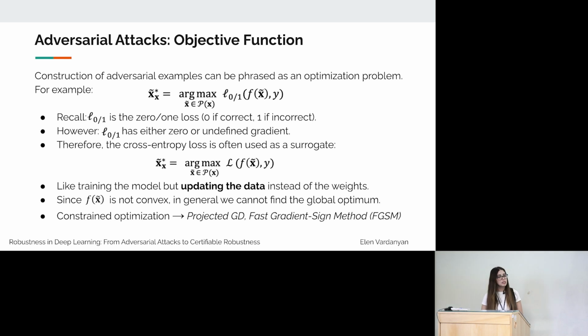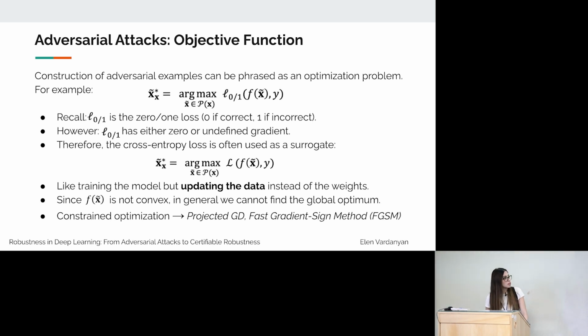This is similar to training a model, but instead of updating the parameters so that the model gets better and better, we update the data to find the worst possible perturbation. But since f is not convex, as is usual for neural networks, we cannot be sure to find the global optimum. And as you can see, this is a constrained optimization problem.